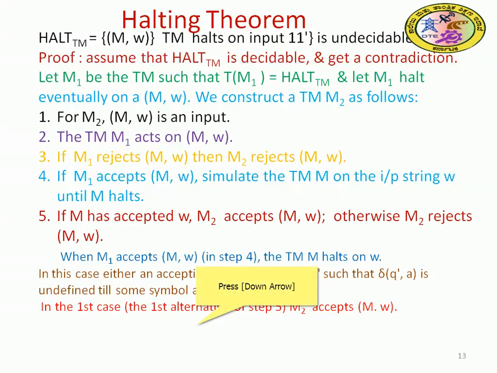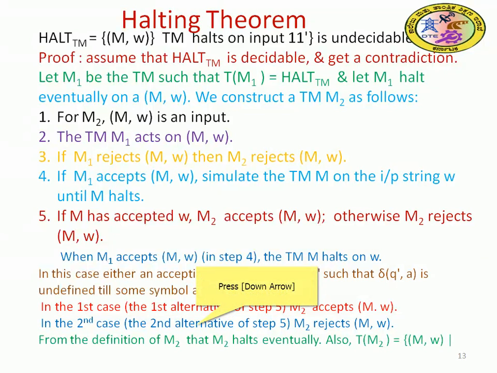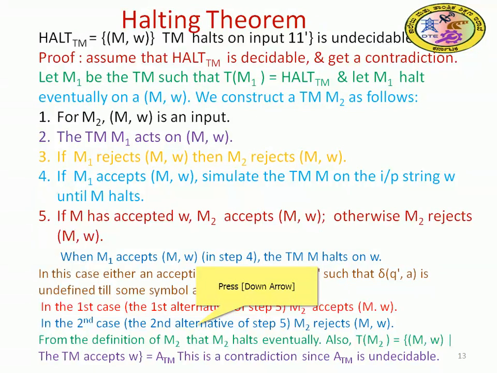So in the first case, the first alternative of step 5, M2 accepts M comma w. In the second case, alternative of step 5, M2 rejects M comma w, right? From the definition of M2, M2 halts eventually. Also, Turing machine M2 equals M comma w, where the Turing machine accepts w, is equal to A of TM. This is a contradiction since A of TM is undecidable.